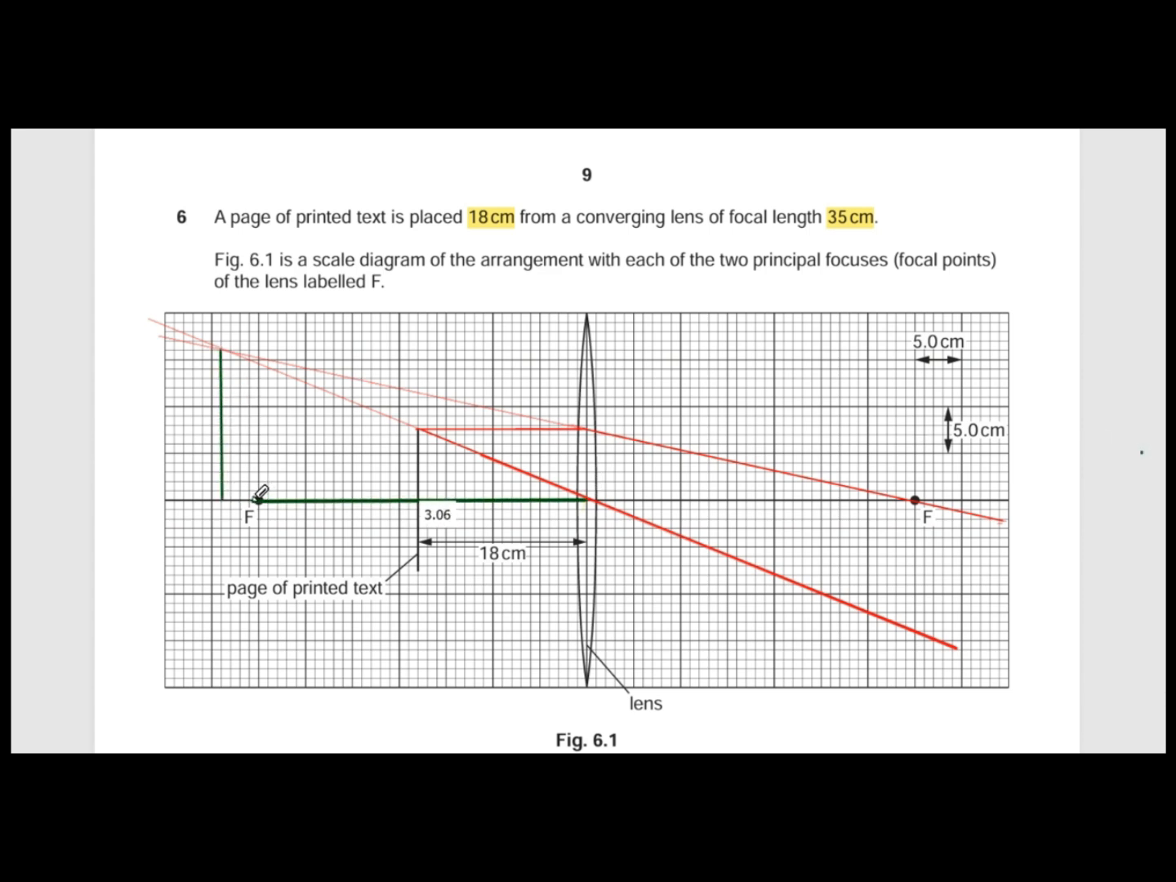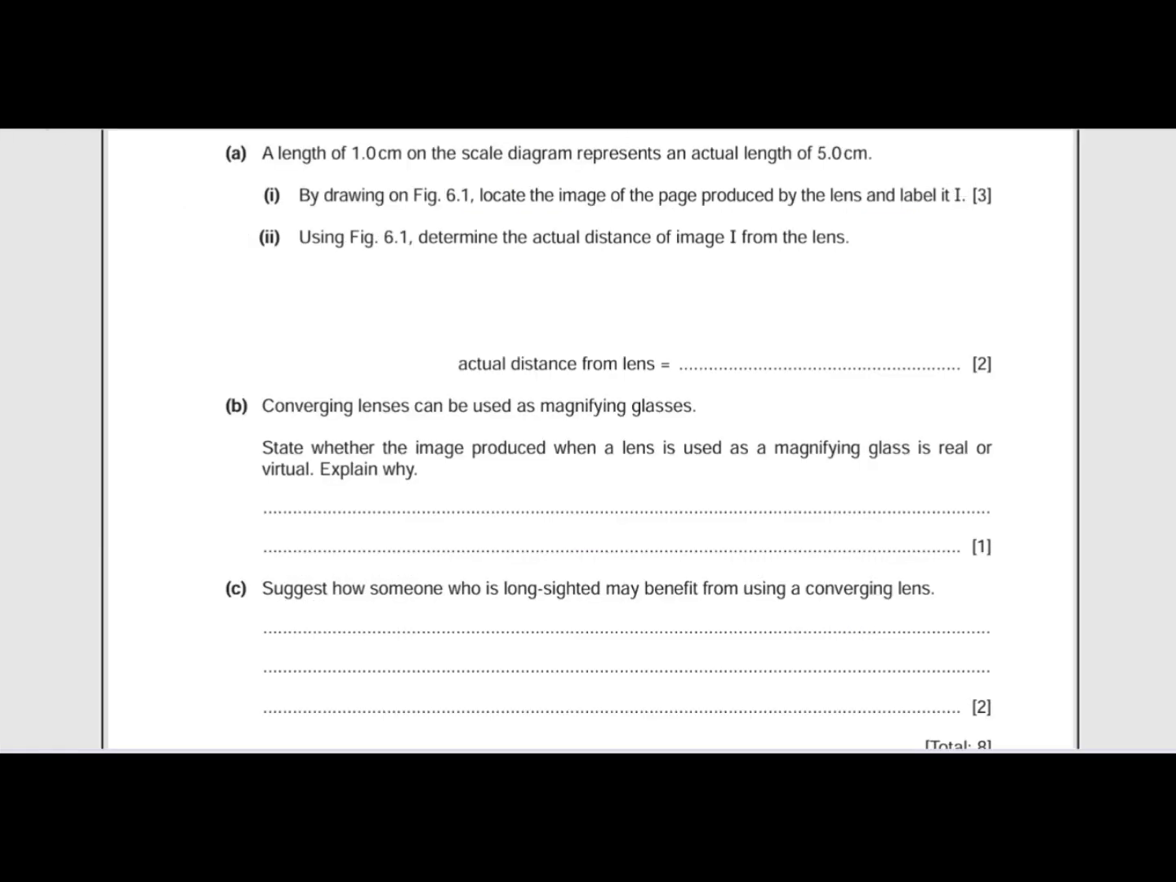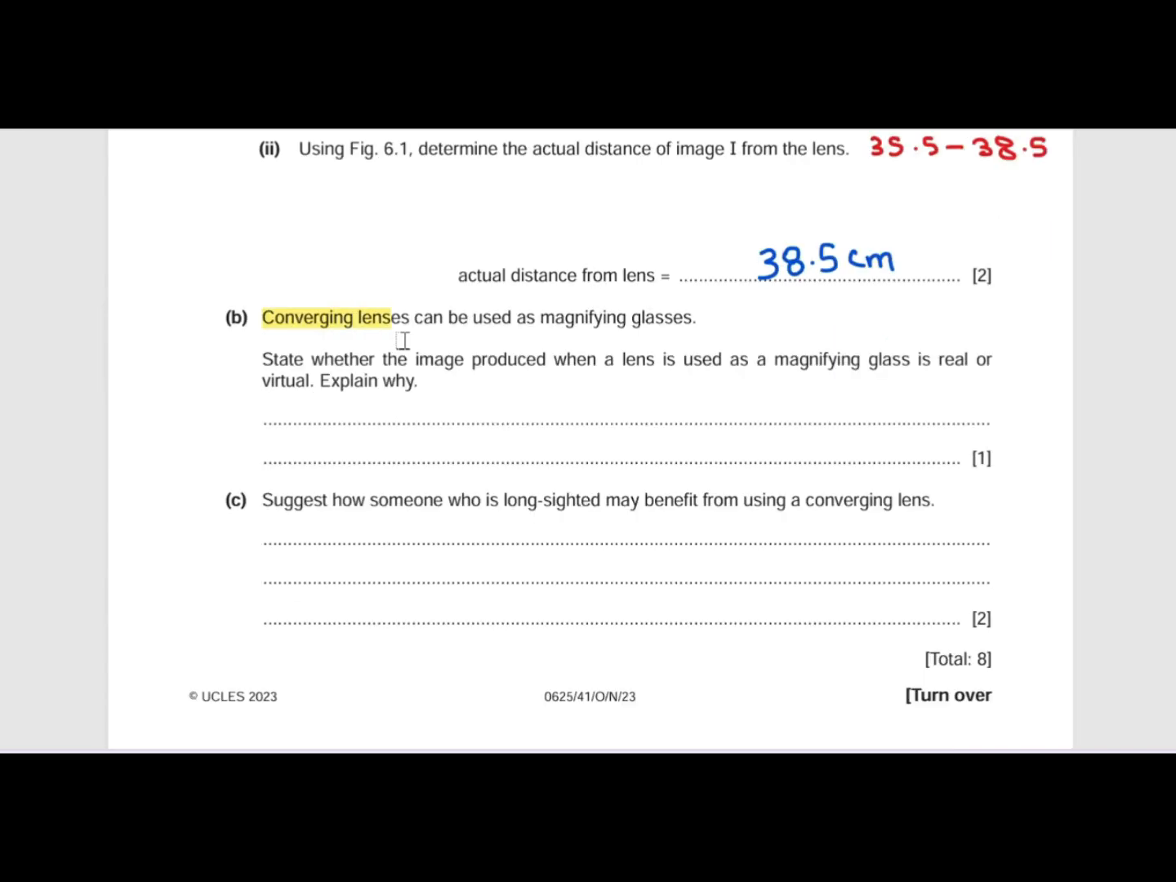And you can measure that this image is approximately 38 or 38.5 centimeter away from the lens. So we have located the image of the page, and we have labeled it I, and we have already measured the distance of the image from the lens, which is 38.5 centimeter. You can have any answer between the range 35.5 to 38.5 centimeter.